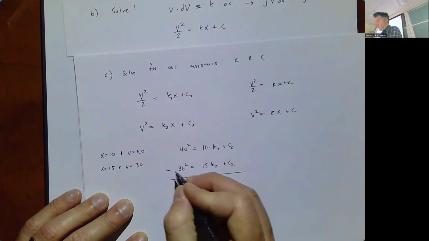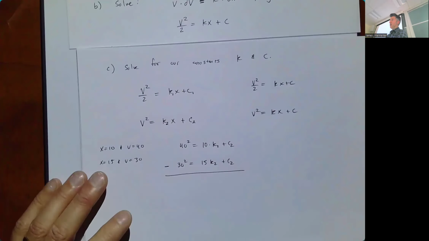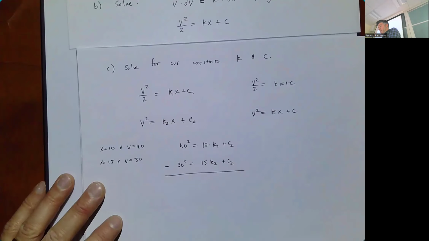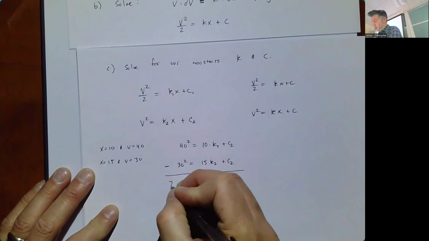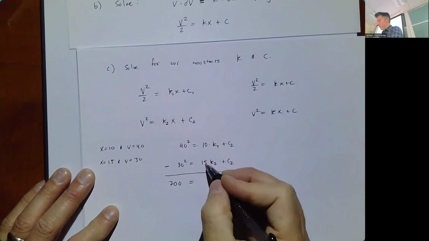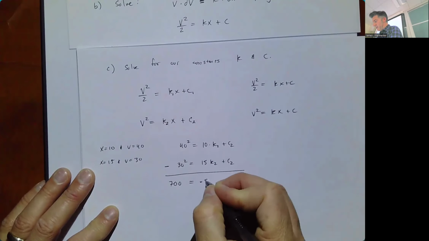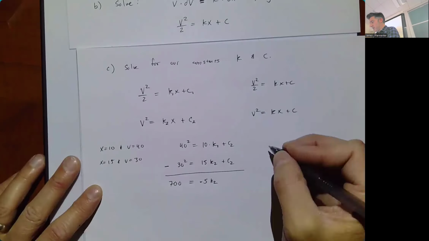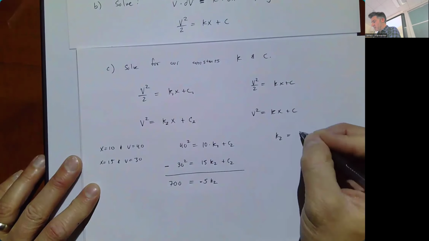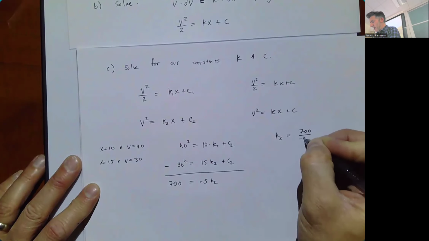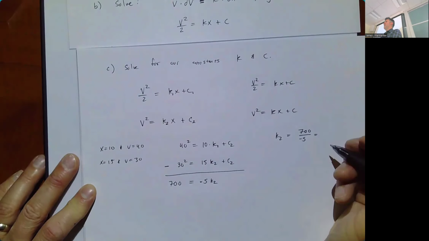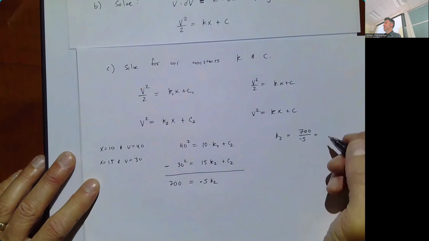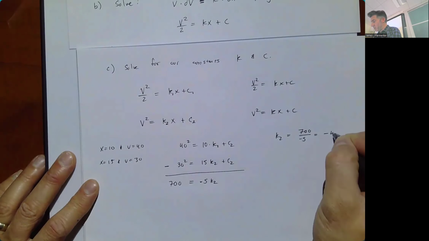eliminate c2. If I subtract these, 40 squared is 1600, 30 squared is 900, 1600 minus 900 is 700, and 10 minus 15 is -5 times k2, and c2 minus c2 is 0. So it looks like k2 is going to be 700 divided by -5, which is really, let's see, divided by 5 is like divided by 10 multiplied by 2, so it's going to be 140, so -140.